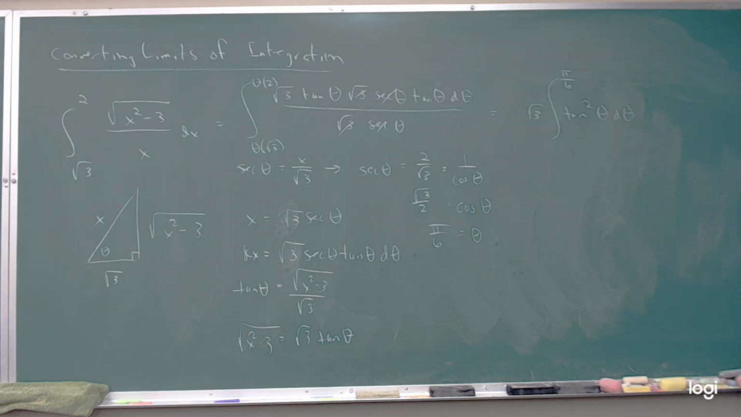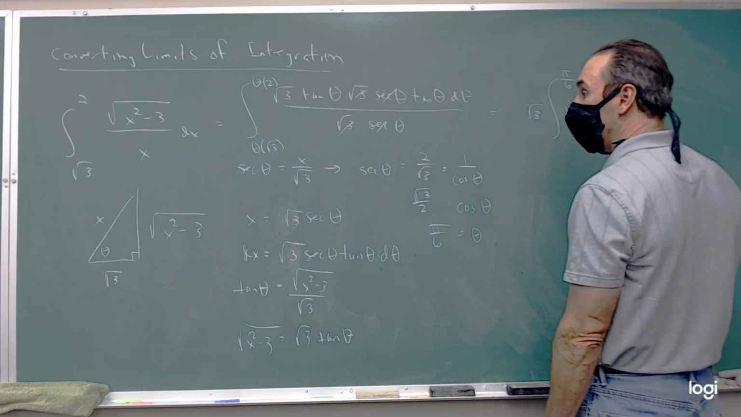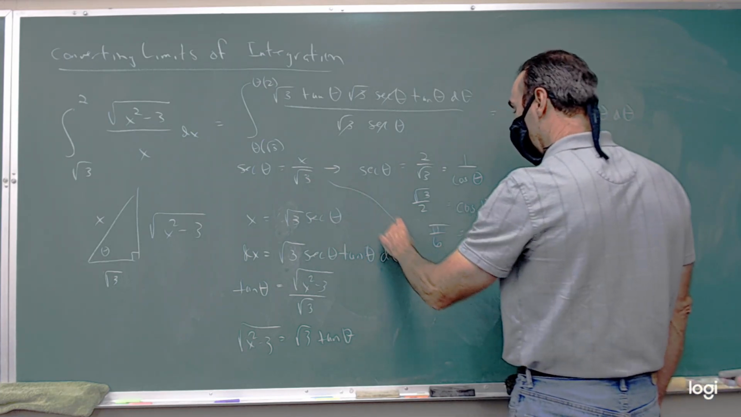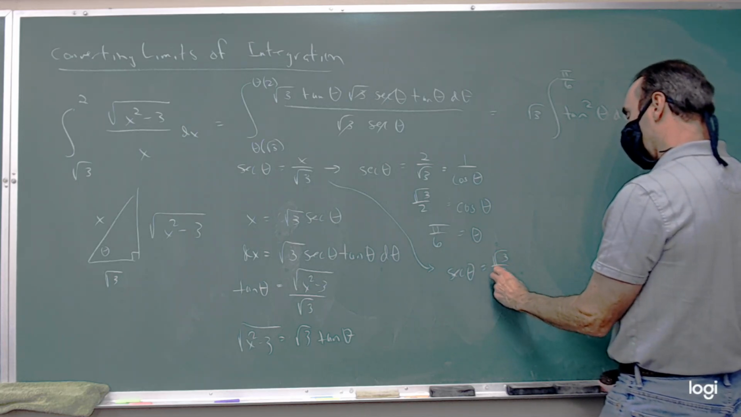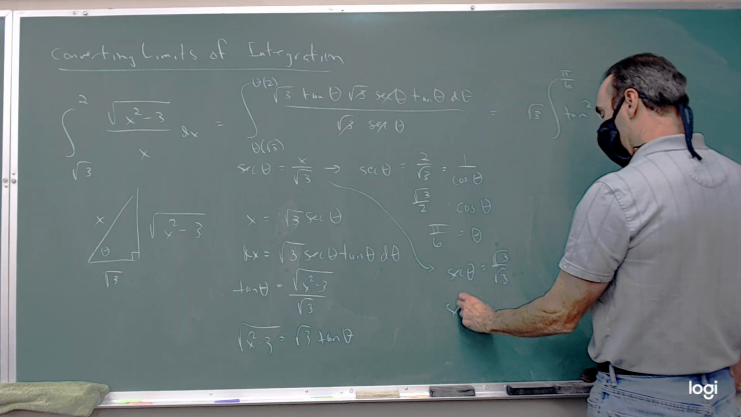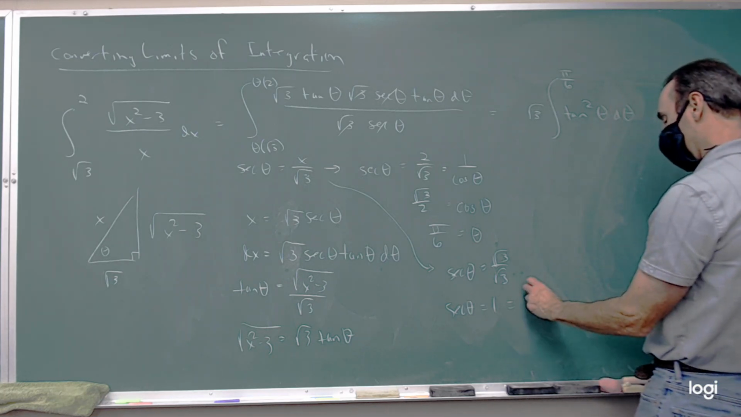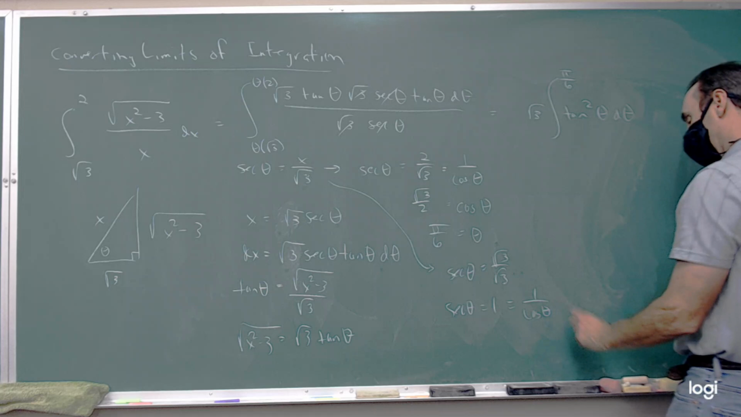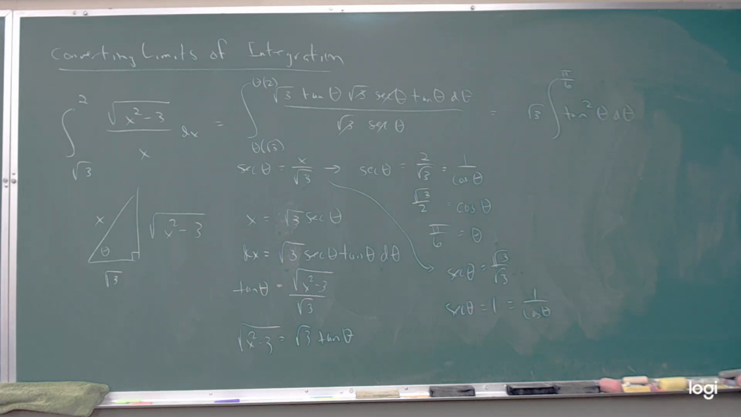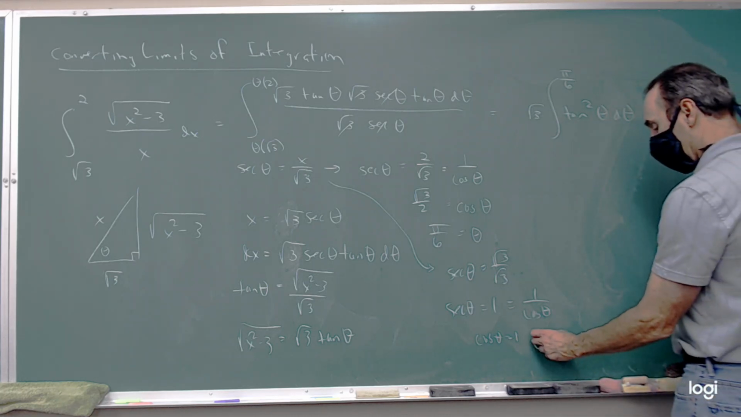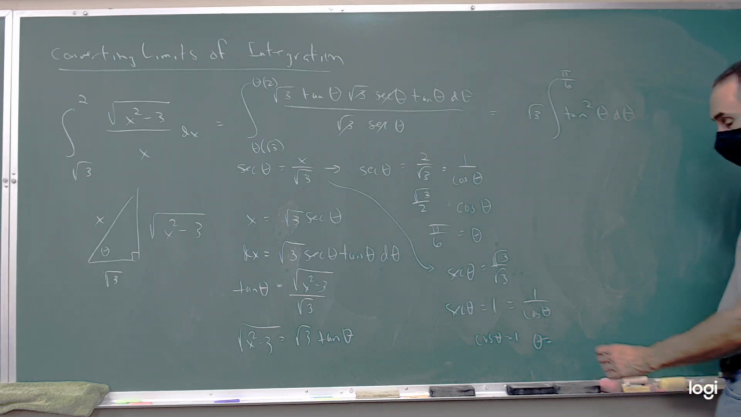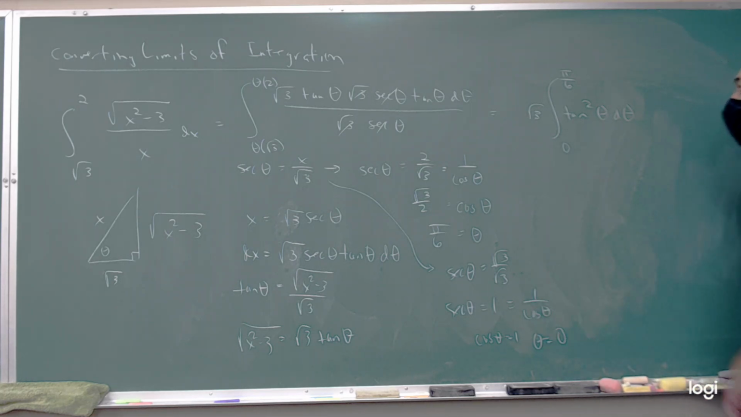You with me? I'm going to put the square root of 3 in there. So we're going to get secant theta is square root of 3 over square root of 3, making secant theta 1. And since secant theta is 1 over cosine theta, taking the reciprocal of both sides still gives us cosine theta is equal to 1, meaning theta must be 0.